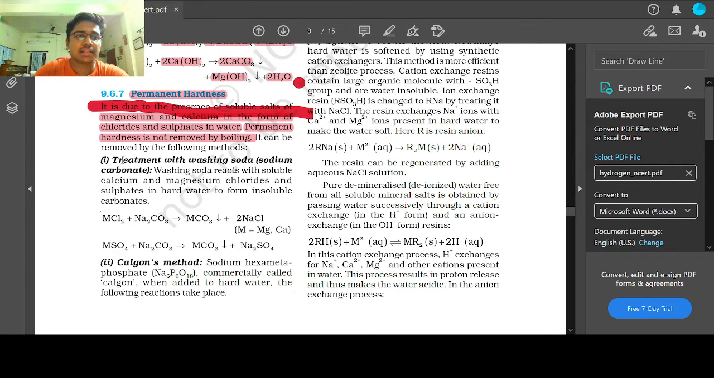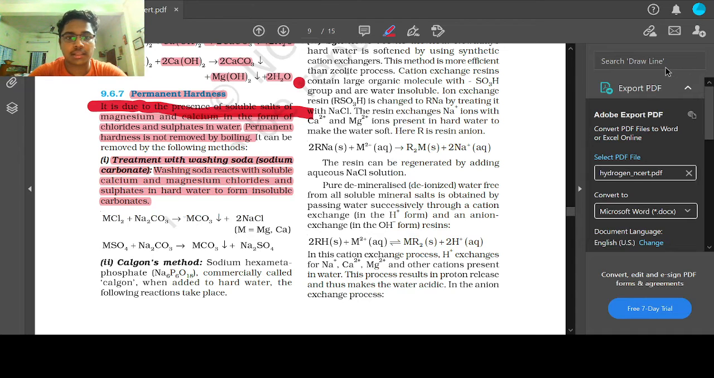So let us see the methods by which permanent hardness can be removed. Treatment with washing soda, sodium carbonate. As we learned in the S block chapter, we will learn about sodium carbonate, the washing soda. Washing soda reacts with soluble calcium and magnesium chlorides and sulfates in hard water to form insoluble carbonates.